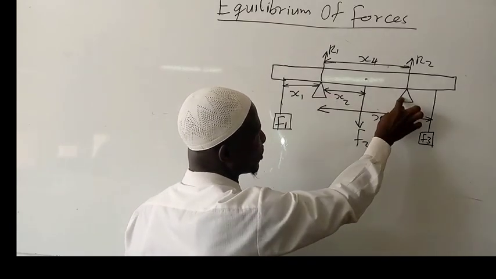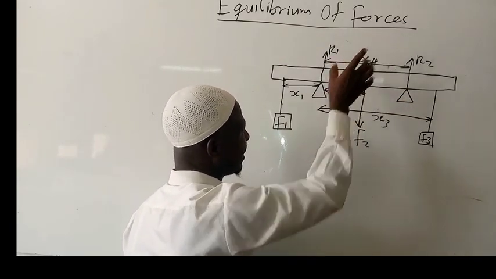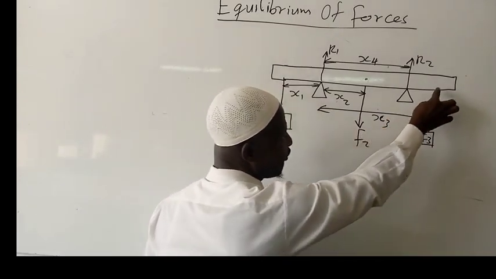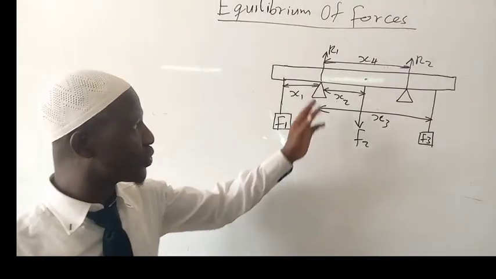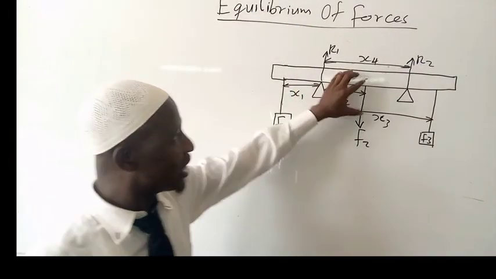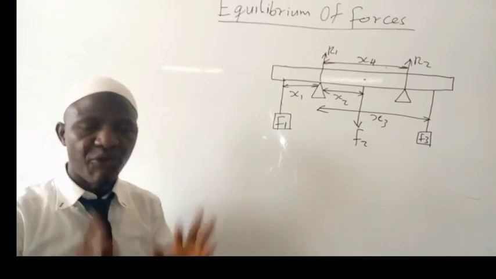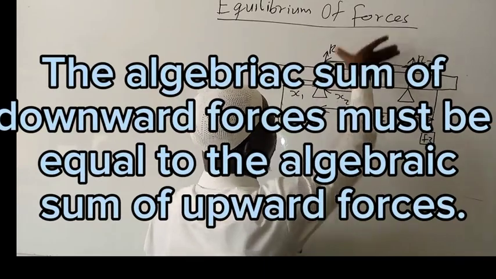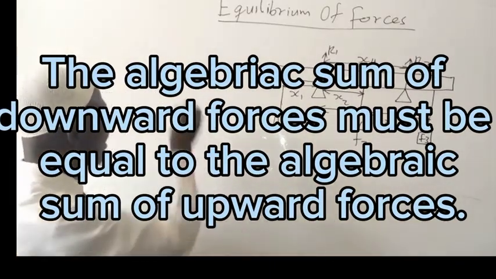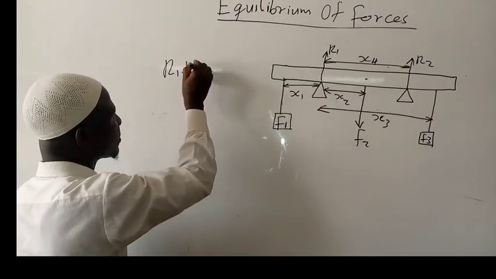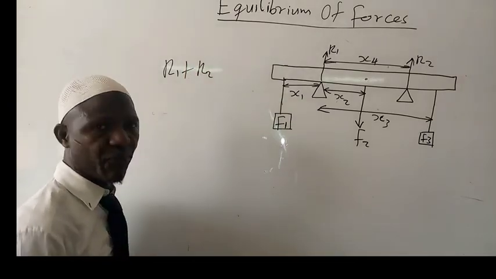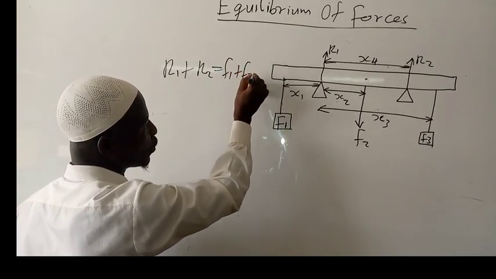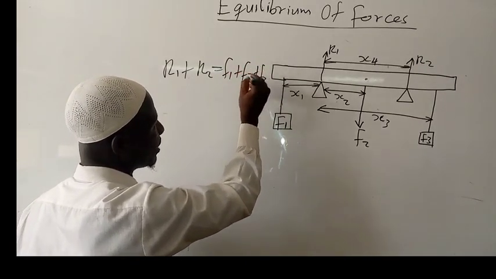Then we have 2 supports, that is 2 upward forces. Then we have a force attached to it at this point, another force here. We now want to use it to state the condition under which this body will be in equilibrium. The first one is the downward forces here must be equal to upward forces. That is R1 plus R2, which are the upward forces, must be equal to F1 plus F2 plus F3.